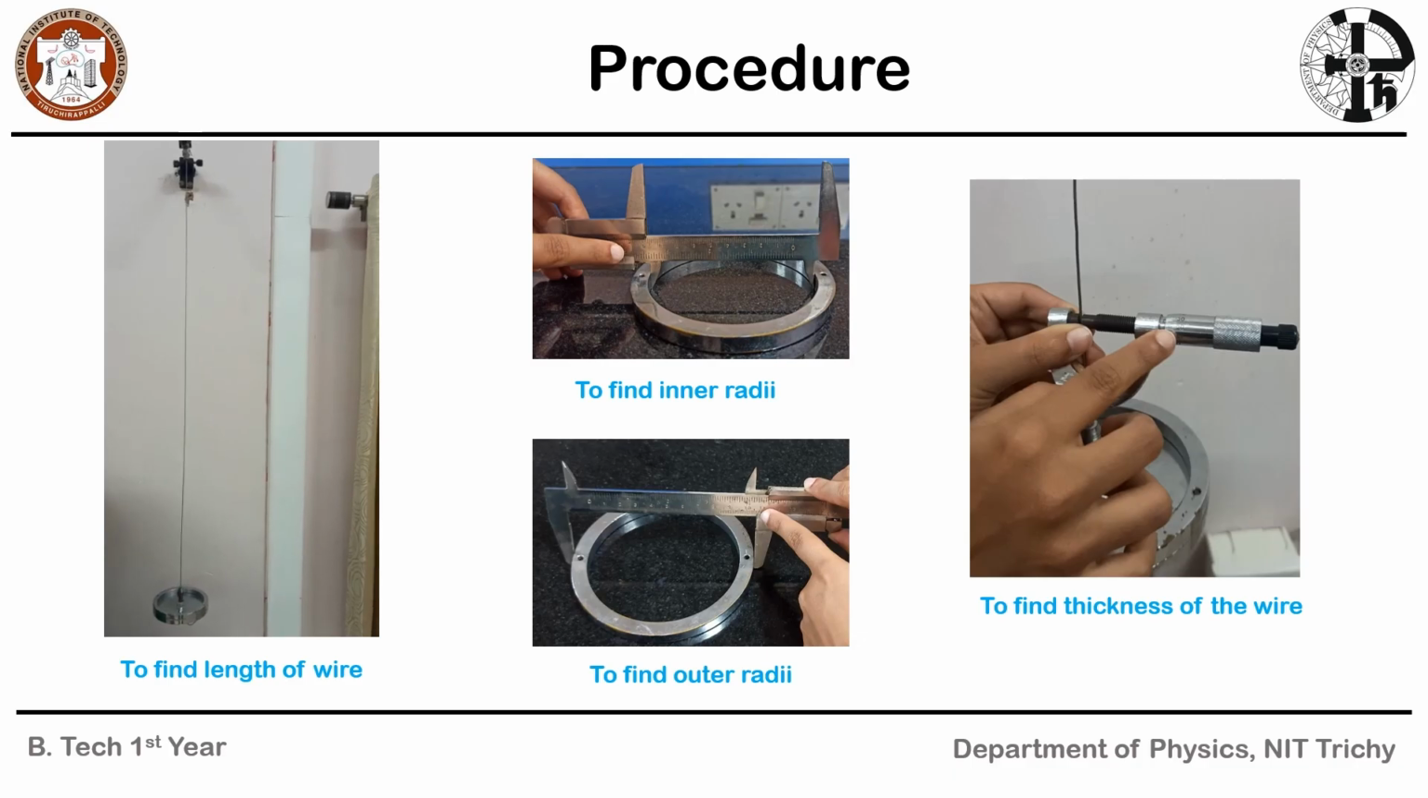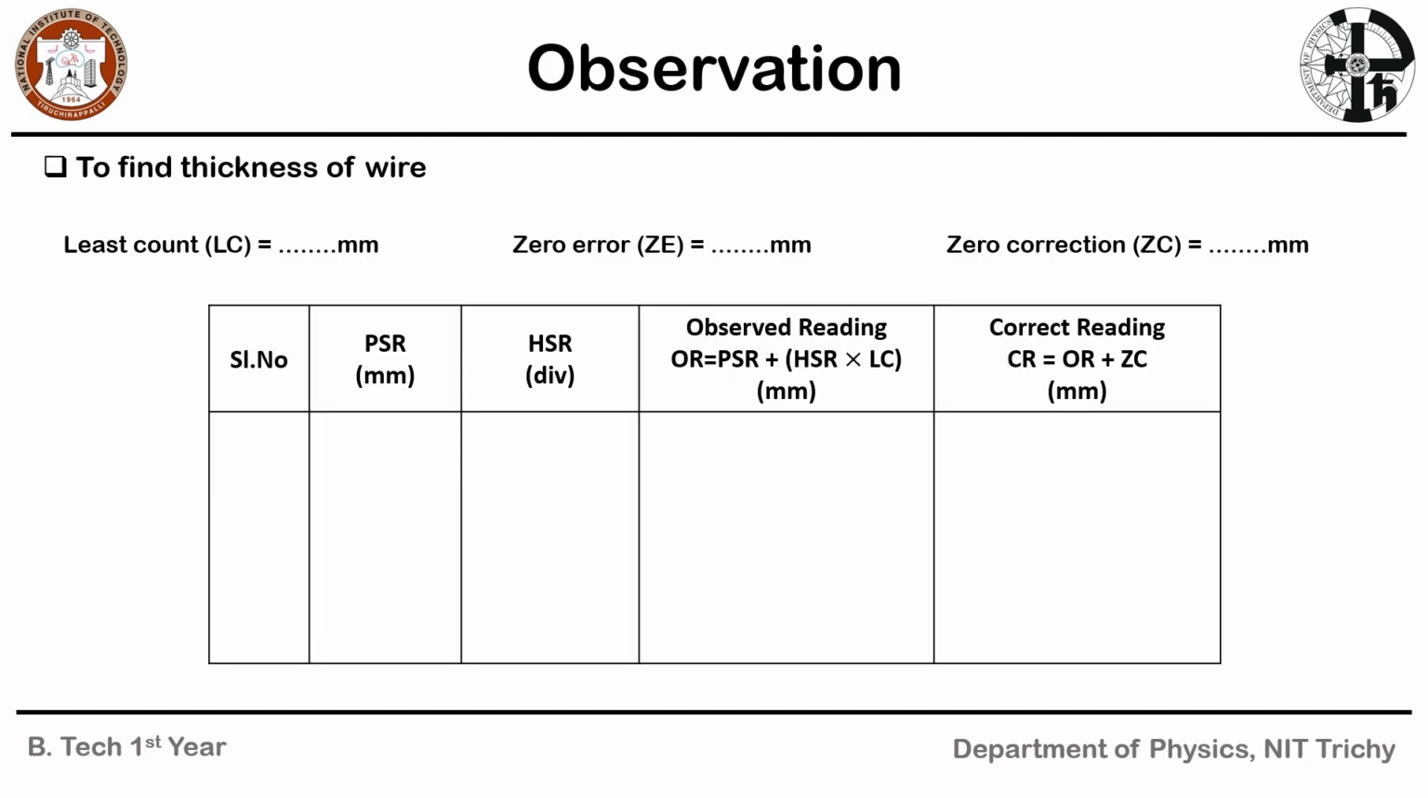Then, using a vernier caliper, we will measure the inner and outer radius of the ring. Then, using a screw gauge, we will measure the thickness of a wire. While measuring the thickness, we will take 3 different observations at the top, middle, and the bottom part of the wire. This is observation table for measuring the thickness of a wire.